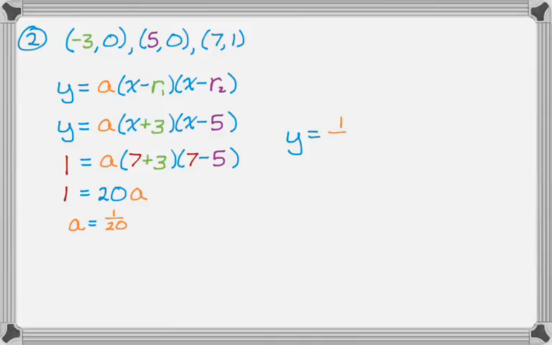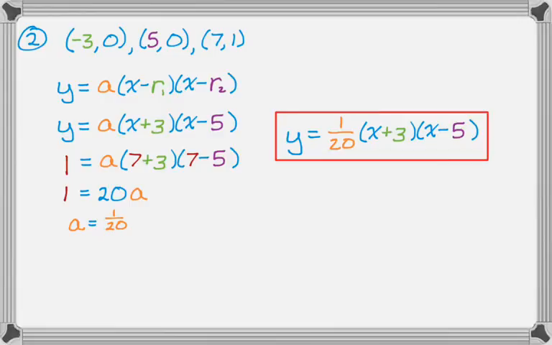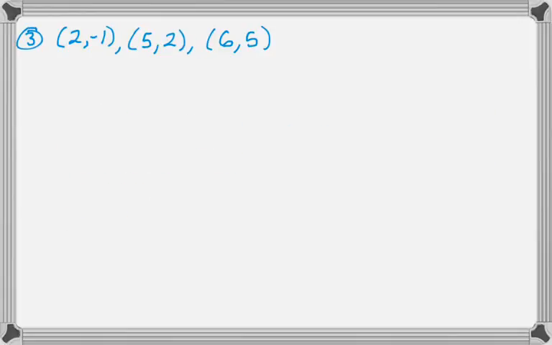And I'm just going to write my answer like this. y equals 1 over 20, x plus 3, x minus 5. So that is a quadratic that passes through those points, so it satisfies it. I would say more often than not, you're probably going to have to put that in vertex form or expand it and put it in general form, but I'm going to leave that because I'm making the video. So let's do another one.